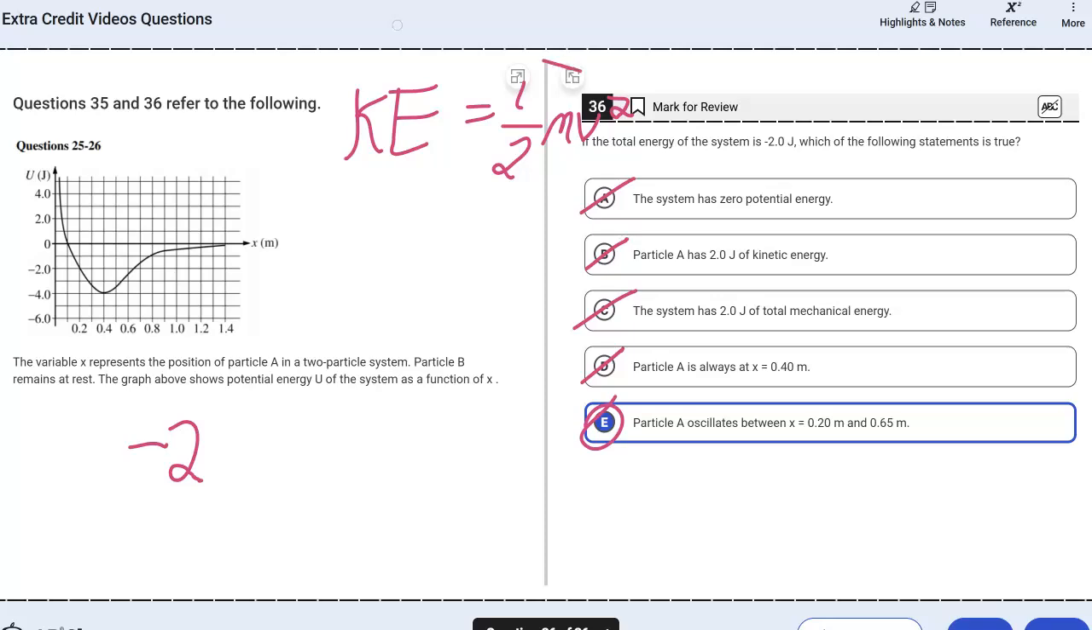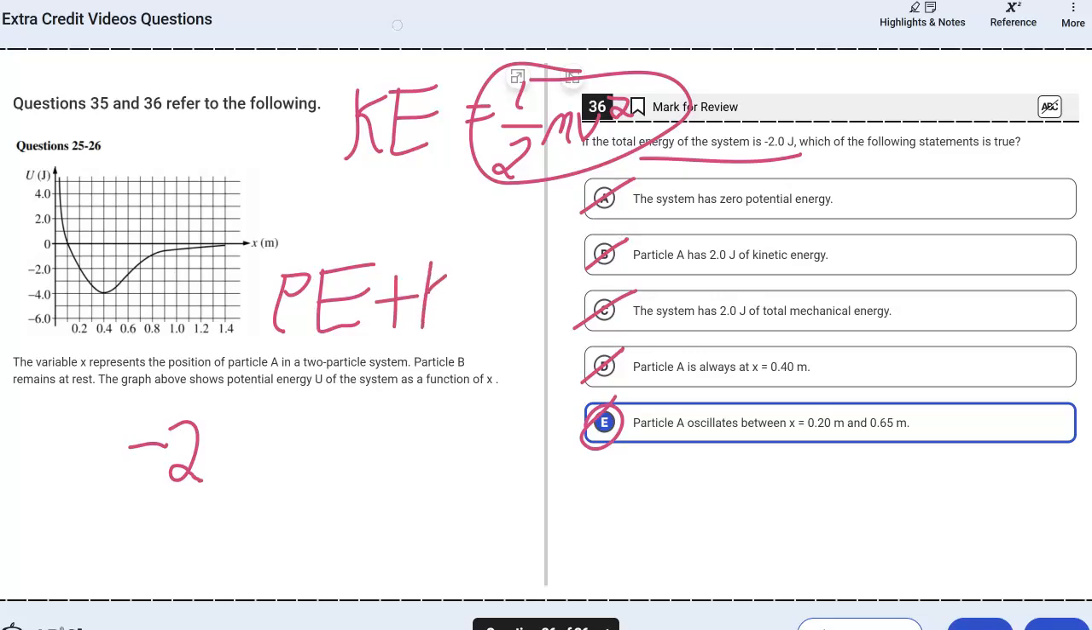Well, if we look at our kinetic energy formula, and we know the total energy of the system is -2 joules. So PE plus KE equals -2 joules at all times. And that's our conservation of energy formula. That's also another physics fact that we're using.